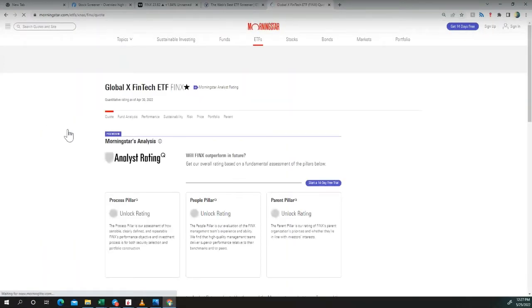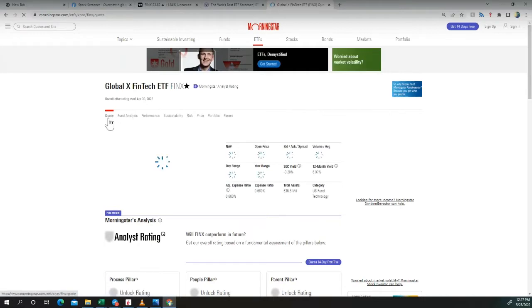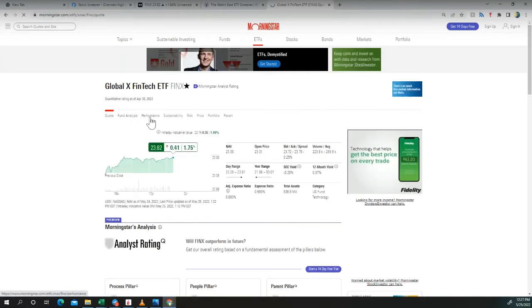And right here, there's a little bit of loading going on, but you can see there's a quote, fund analysis, performance, sustainability, risk, price, portfolio, among other things, the parent company. Now, just from here, you can see the day range is between 23.28 and 23.87. The yearly range is 21 to 53. So within a 52-week time frame, the lowest it's been is 21, and the highest it's been is 53. But within today, it's been at 23.28 and 23.87. So you are close to the yearly low as compared to the yearly high.